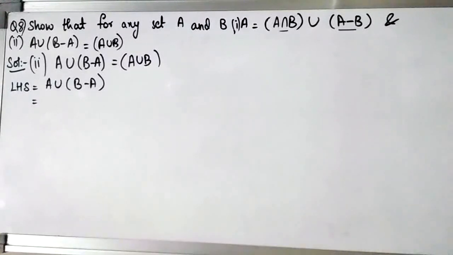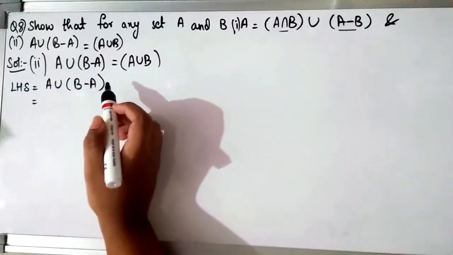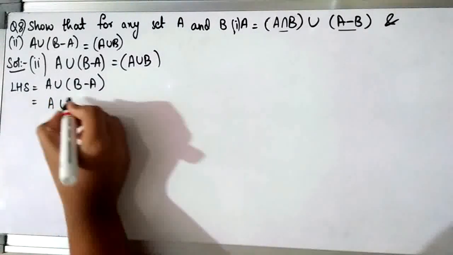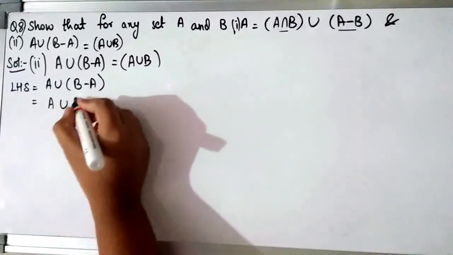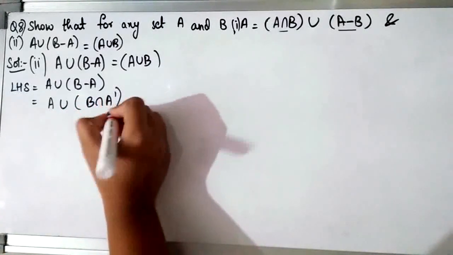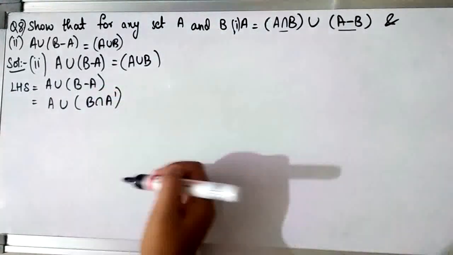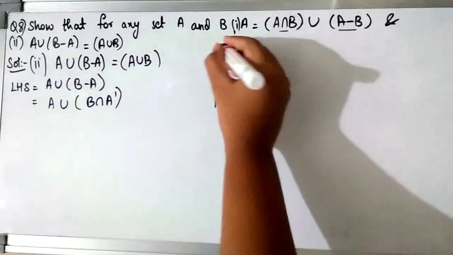We do the same question. Let's take our LHS, A union (B minus A). Over here, in place of B minus A, I'll write B intersection A complement. Now this B minus A and B intersection A complement are the same, and I'll show you that by Venn diagram.